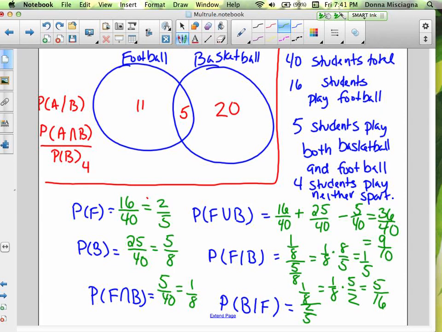So it was more likely you would play basketball, given that you play football, than the reverse. Oh, it's pretty close. Which one is more? 5/16. So 1/5 is 0.2. How about 5 divided by 16? That is 0.3. Yeah, because 4/16 is 0.25.